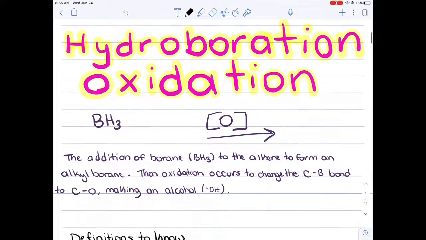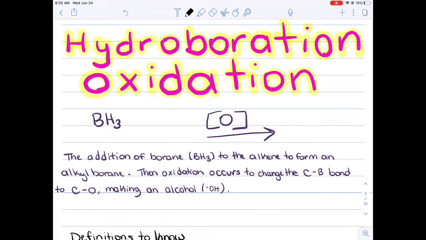Today we'll be going over hydroboration oxidation reactions, which is the addition of borane to the alkene to form an alkylborane. Then you'll have oxidation occurring to change the carbon to boron bond to a carbon to oxygen bond, which in this case is going to allow you to add an alcohol.